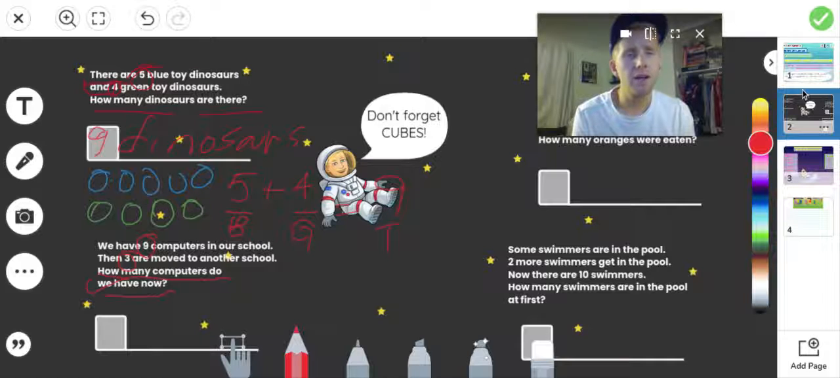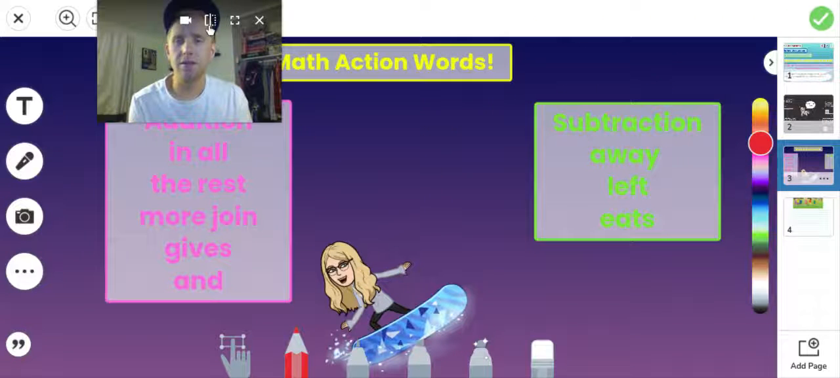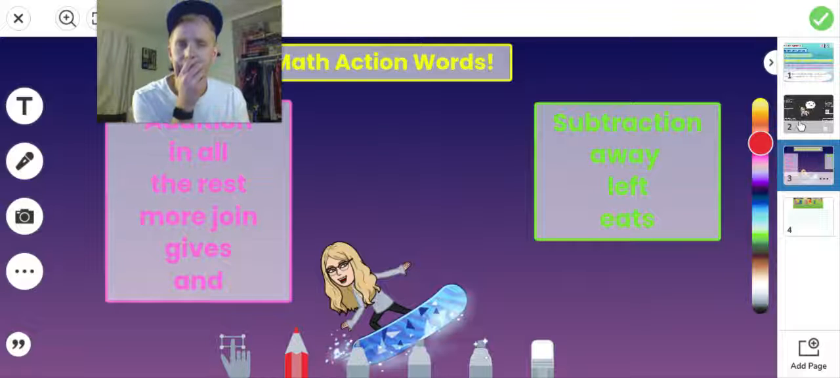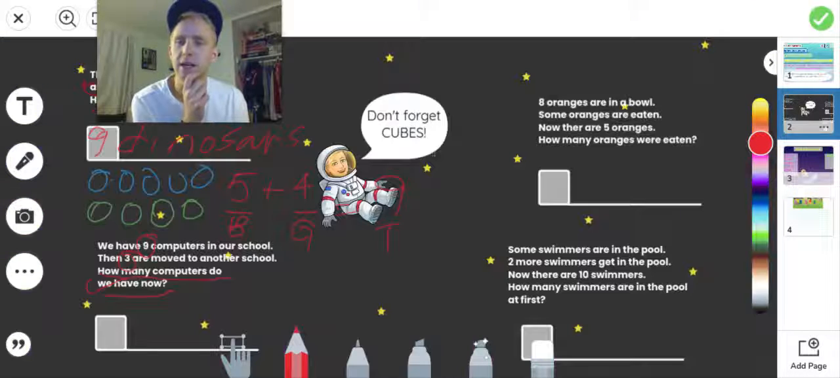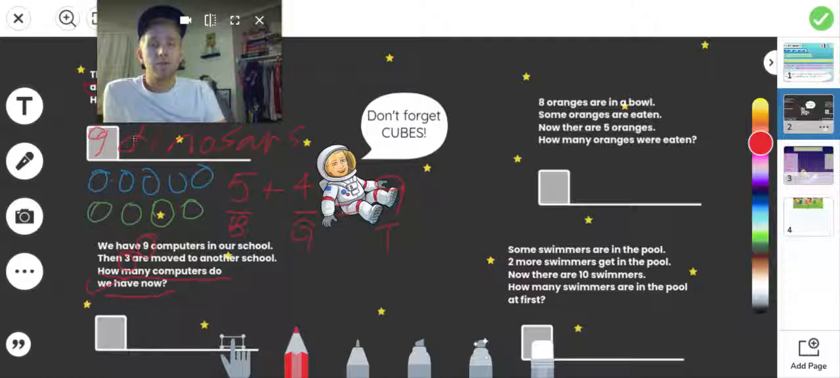I don't know if I heard any math action words that I know. I'm going to look just one more time just to be safe, and I'm going to look really fast. In addition, I see in all, the rest, more, join, gives, and. Subtraction, I see away, left, and eats. I don't think I saw any of those. Let me take a look and see what we've got going on. We have 9 computers in our school. Then 3 are moved to another school.